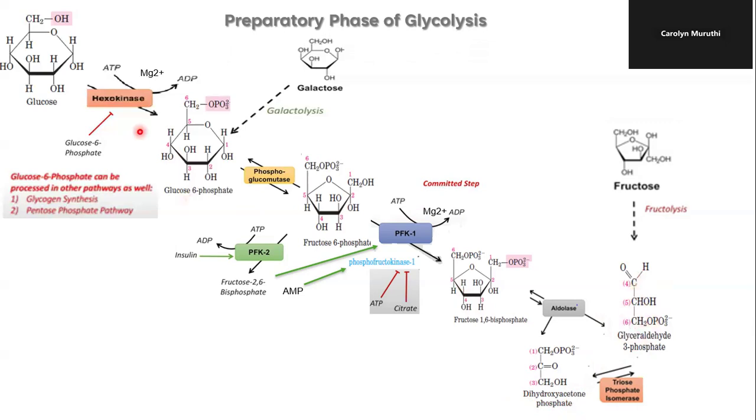It is also important to note that we have utilized 2 ATPs in the preparatory phase, as step number 1 and also step number 3, which are both irreversible reactions. Now, the other phase is the payoff phase, which involves 2 glyceraldehyde phosphate, and each will pick up an inorganic phosphate and is converted to 1,3-bisphosphoglycerate. This is done through the activities of glyceraldehyde phosphate dehydrogenase. And here we see that there is generation of NADH.